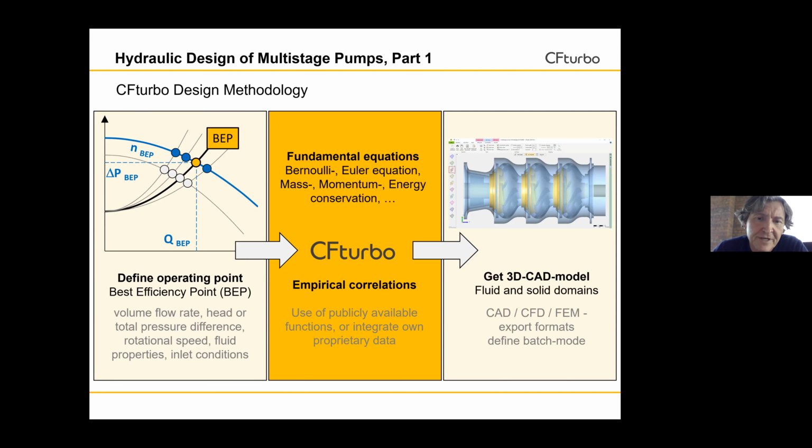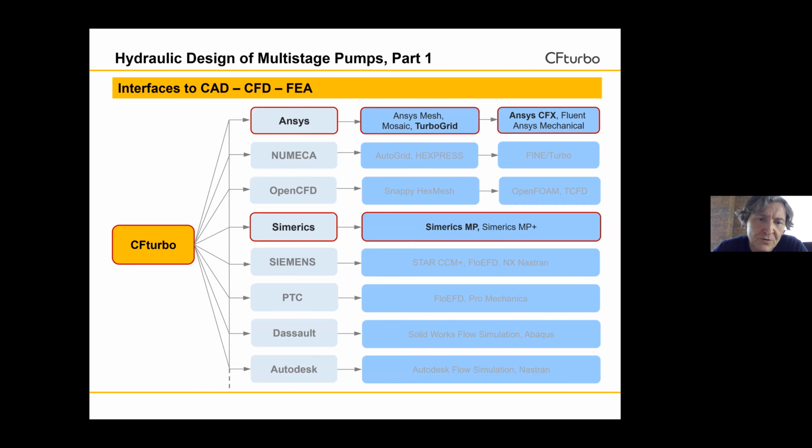Today we want to show how we come from CF Turbo to CFD and how we use it there. We have chosen, out of many solvers which are available on the market, ANSYS and Simerics, and we want to show one example with ANSYS and the other one with Simerics. Besides these codes, there are also other interfaces available.